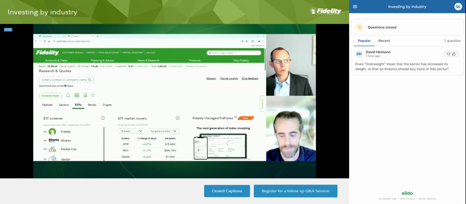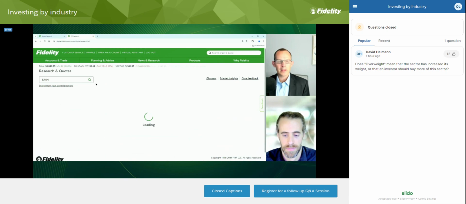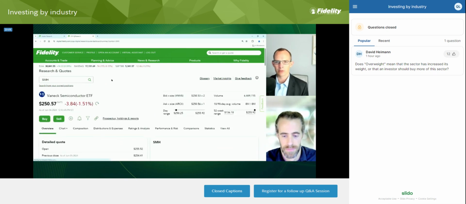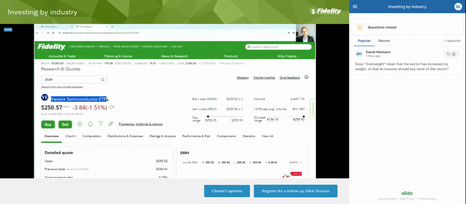In this case, we're going to go ahead and type in the symbols for each of those. We're going to take a look first at SMH, and then we'll also compare over and take a look at SOXX. But SMH, as we see, was the largest of the funds, and it says it's the VanEck Semiconductor ETF. Today, it's losing 1.5%. Not a great day if you happen to have invested in that one today.